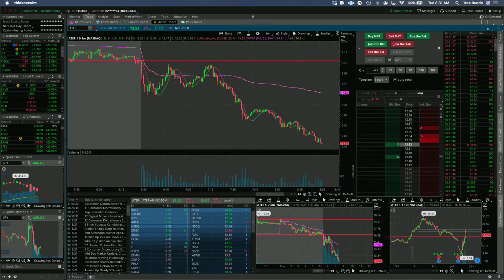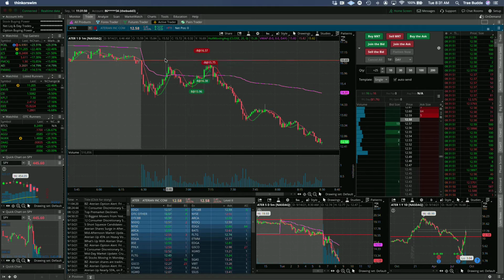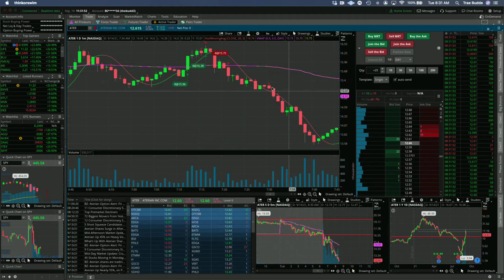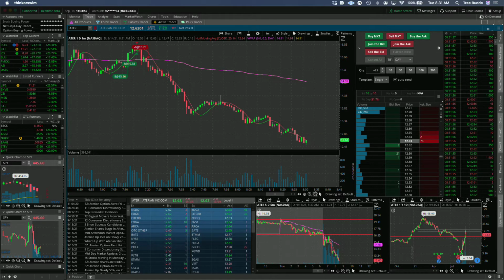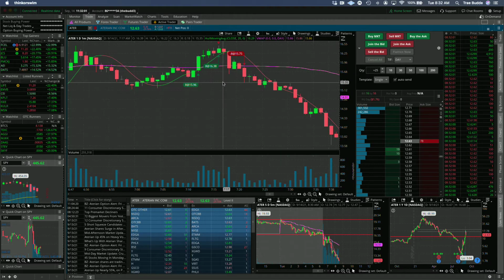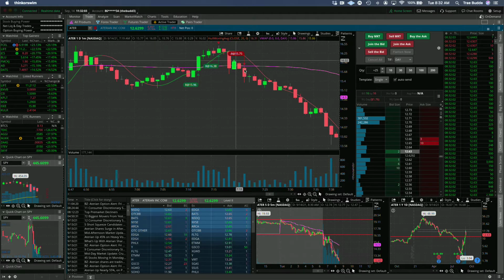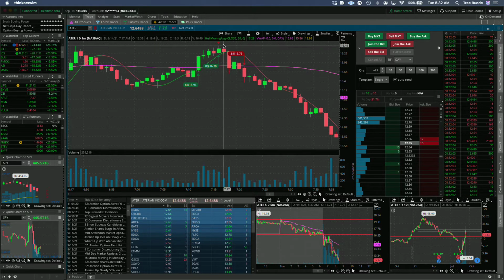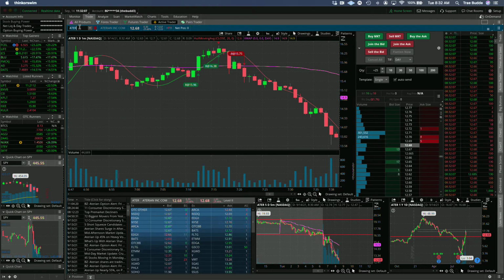I'm not unhappy with how any of these worked out. I was buying ATER for the break of VWAP to potentially squeeze shorts, especially if we're going to show strength on this breakout over 16.50. Sold half here. Ended up taking a small loss here when it failed. So that is what it is.